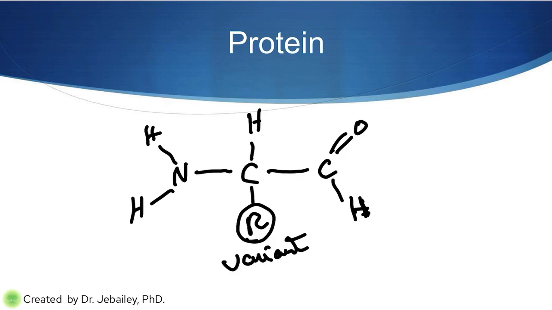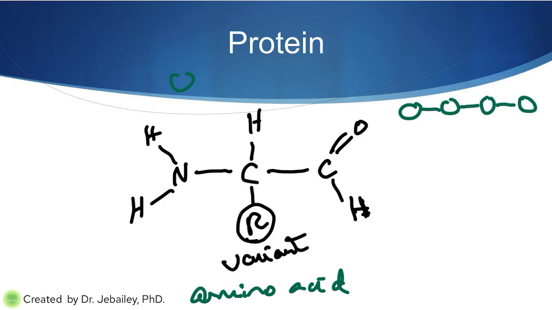Now, we have to know this by heart. You have to know the amino acid. This is amino acid, by the way. Amino acid is one piece of a protein. What does a protein look like? Protein is like a bunch of amino acids together. So if this is an amino acid attached to another amino acid, attached to another amino acid, attached to another amino acid. So each one of these guys is an amino acid and they're connected by a bond.